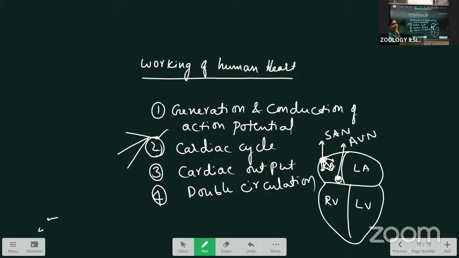In the cardiac cycle, three phases are there. What are they? The first step is the atrial systole. The second is called the ventricular systole. The third one is called the joint diastole.